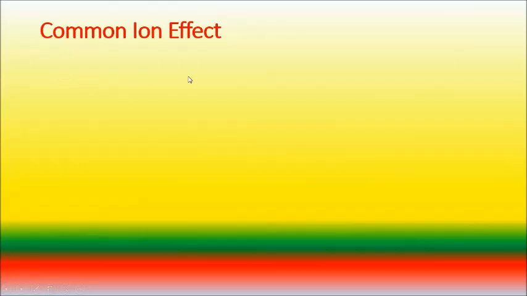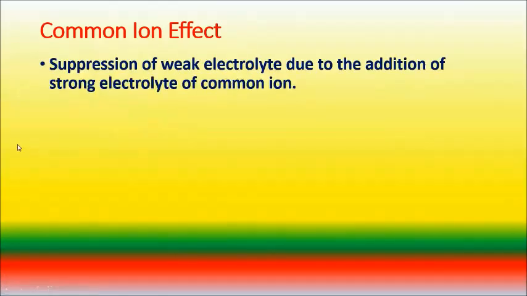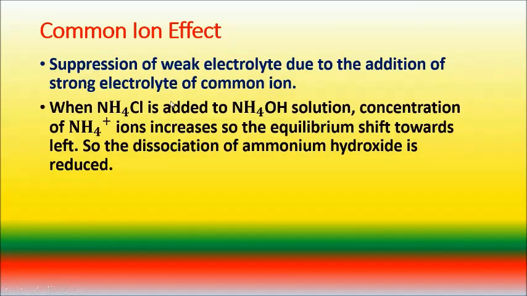Now let's see the common ion effect. It is the suppression of the ionization of a weak electrolyte due to the addition of a strong electrolyte with a common ion. So this definition we have to keep in mind. Let's see one example, that is when ammonium chloride is added to ammonium hydroxide solution.